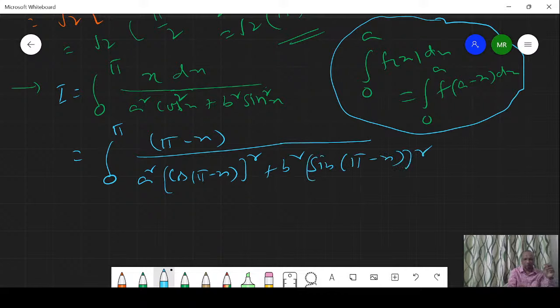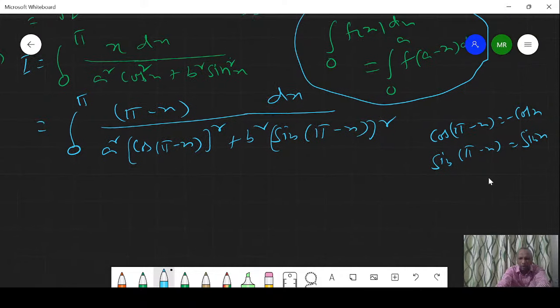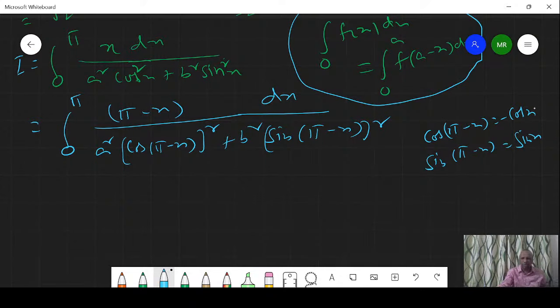This one, I can write this dx. What is cos(pi minus x) minus cos x? This is sin(pi minus x) squared. If you square it, same thing comes here. Remember, cos of pi minus x will be minus cos x, and sine of pi minus x will be sine x. You remember these two values.